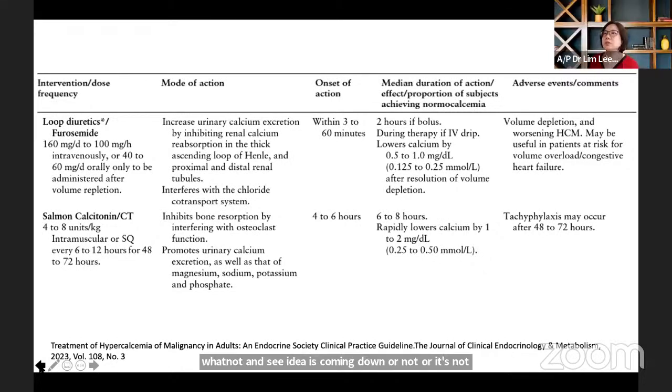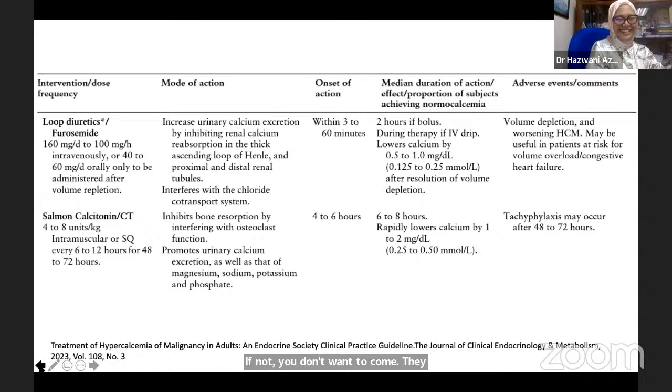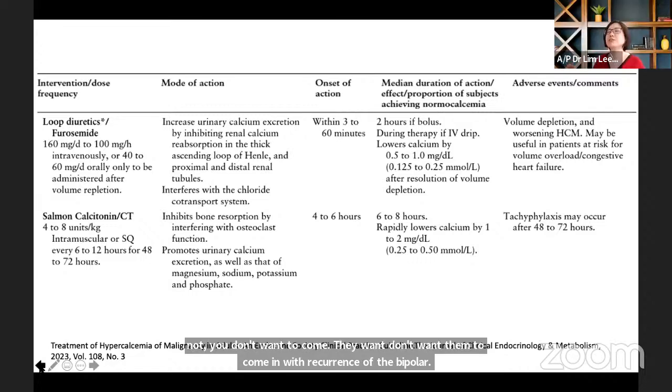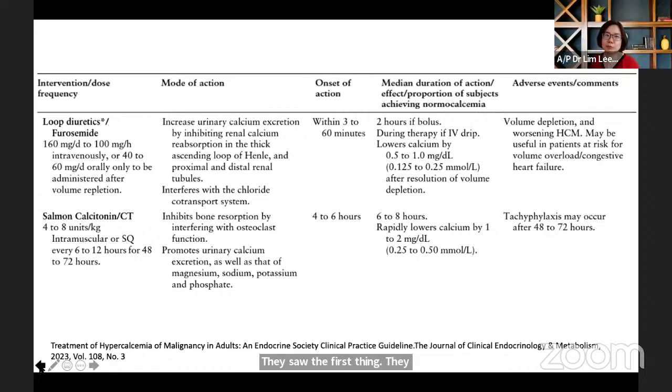Importantly, you need to talk to the psychiatrist about whether you can stop lithium. You don't want them to come in with recurrence of the bipolar disorder. That's the first thing. Second, once they say they can stop, usually we repeat the calcium level in 1 month's time and see that it's stable. After that, if it remains stopped, it's recommended to repeat at 6 months. If it's still normal, then you know this was lithium-induced.